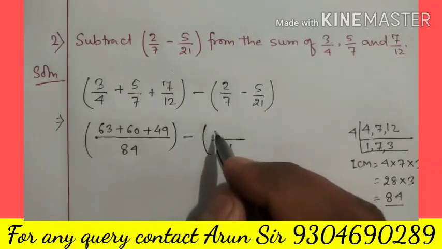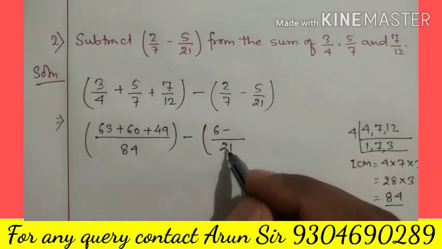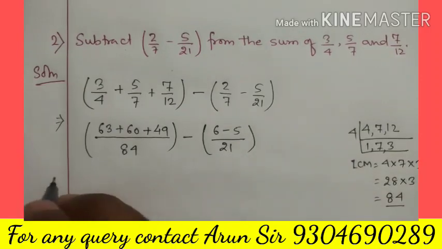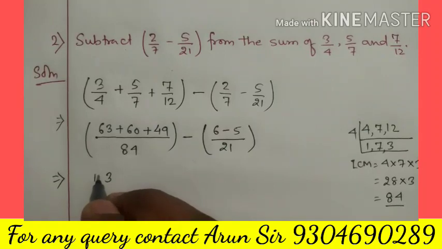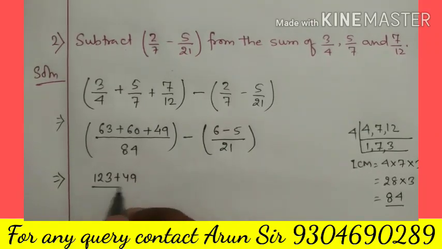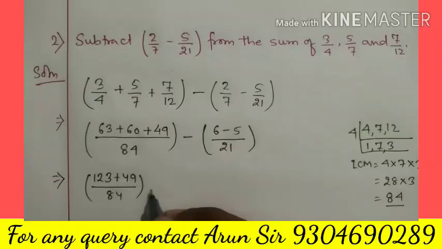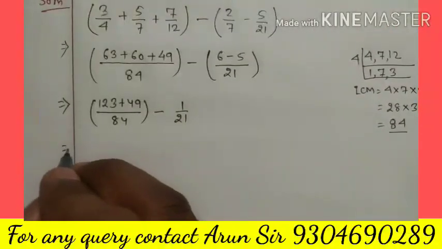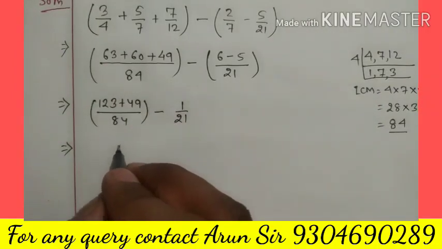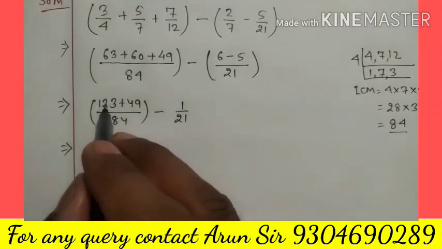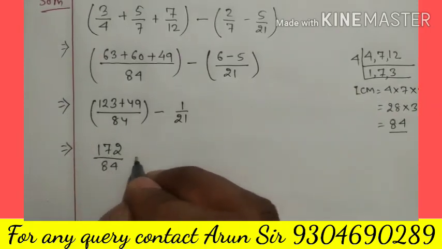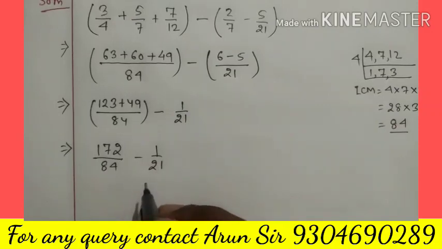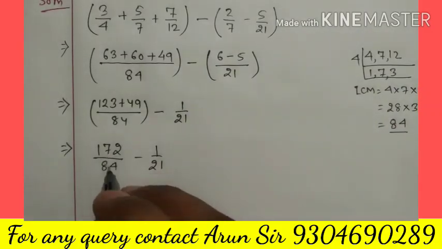7 3s are 21, 3 2s are 6, 21 1s are 21, 1 5s are 5. Now we will solve this. 63 plus 60, it's 123, plus 49 by 84 minus 6 minus 5, it's 1 by 21. In the next step we will add these two. 3 plus 9, 12, 2 carry 1, 4 1 5 6 7, it's 172 by 84 minus 1 by 21. These two numbers are going to be reduced.